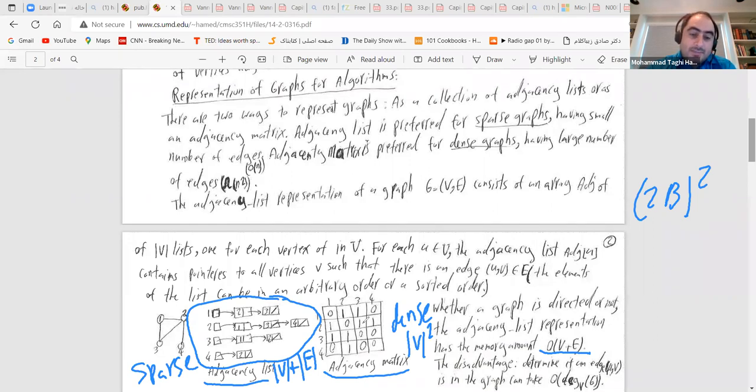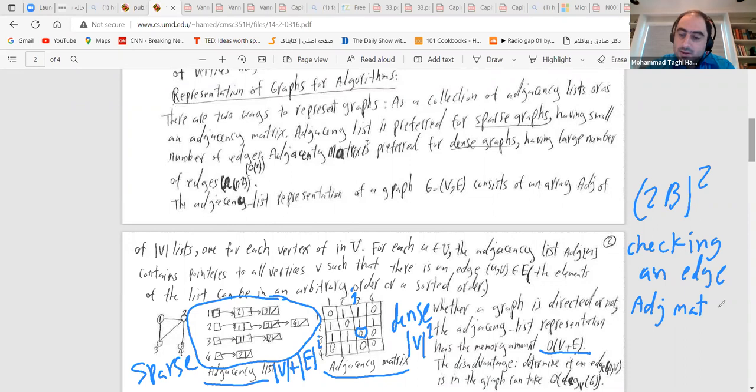However, there are some good things about the adjacency matrix. If you want to see whether an edge ij belongs to the graph, you only need to go to A of ij and see whether it is 0 or 1. So checking that an edge exists between two vertices i and j is very easy, it is order 1 in the adjacency matrix. So checking an edge for the adjacency matrix is O of 1, because we can just go and check it.